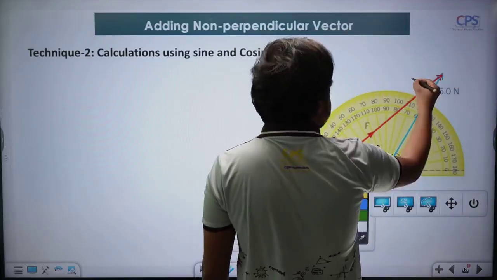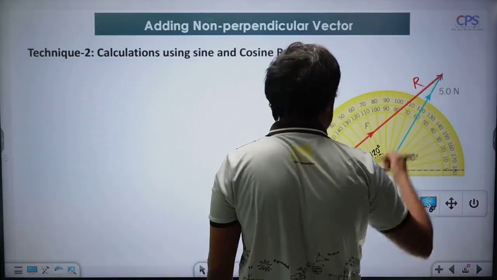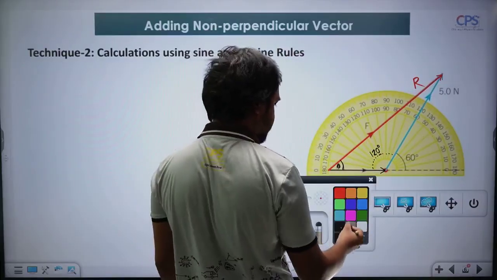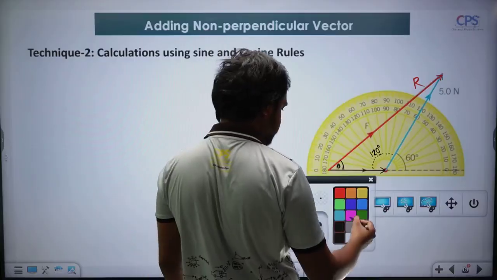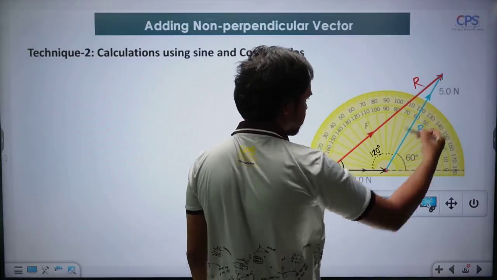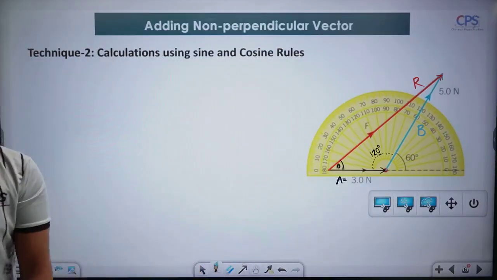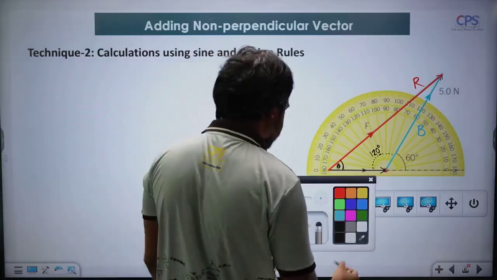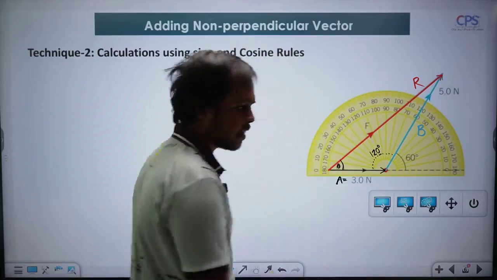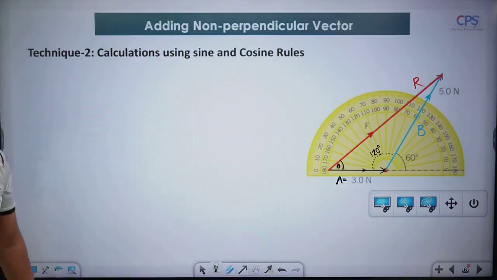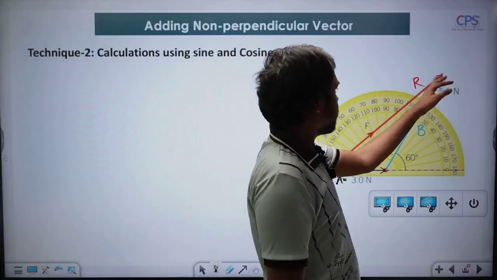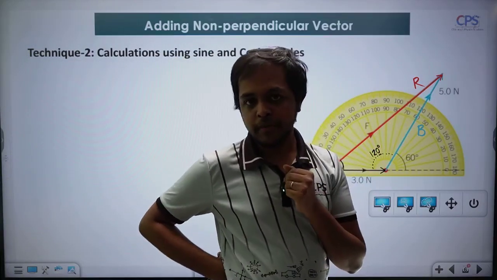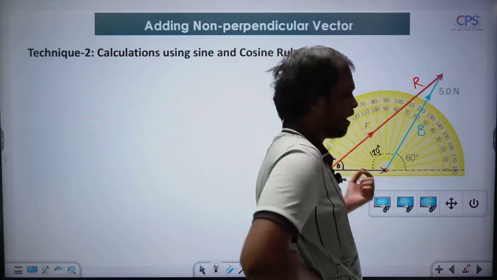So let's assume this is R, and let's assume this is A, and assume this is B. Okay, assume this is B. So right now we will use sine and cosine rules to carry out the... what do you need to carry out? The magnitude of the force, the resultant force, and the direction of it.